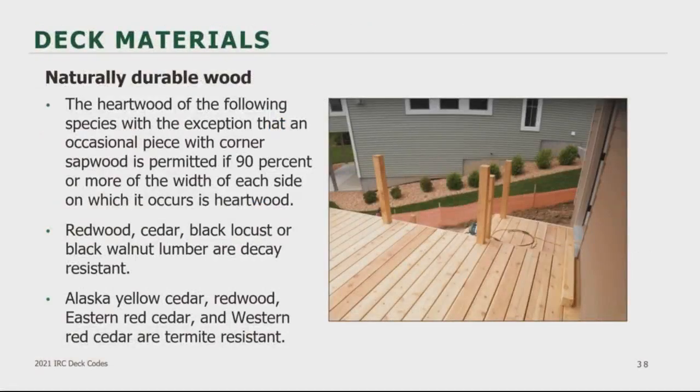The other option to protect against decay and termites is to use naturally durable wood. There are specific wood species which are naturally durable against decay and ones that are naturally durable against termites. However, keep in mind that in order to use these species for protection, each piece of wood has to be cut out of the heartwood of the tree. That's the darker colored wood from the center of the tree. An occasional piece of sapwood can be included, but 90% of each side of the piece of wood has to be heartwood.